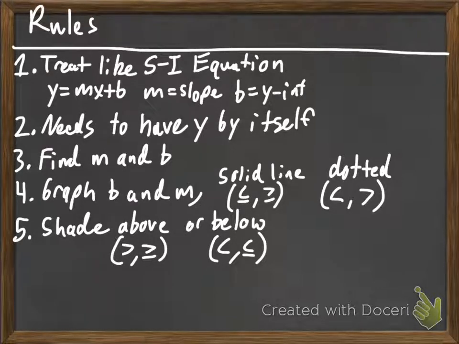We need to have the y by itself. After we get the y by itself, or if it already is, we find our m and our b. Then we graph our b and then use our m. And then our lines are going to be a little different.